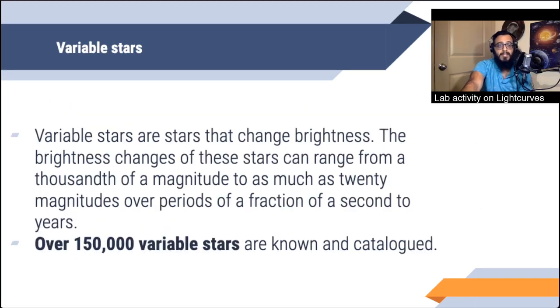Now, variable stars. Variable stars are stars that change brightness. That's the definition of a variable star. The brightness changes of these stars can range from a thousandth of a magnitude to as much as 20 magnitudes over periods of a fraction of a second to years. And this is important to remember: over 150,000 variable stars are known and cataloged.